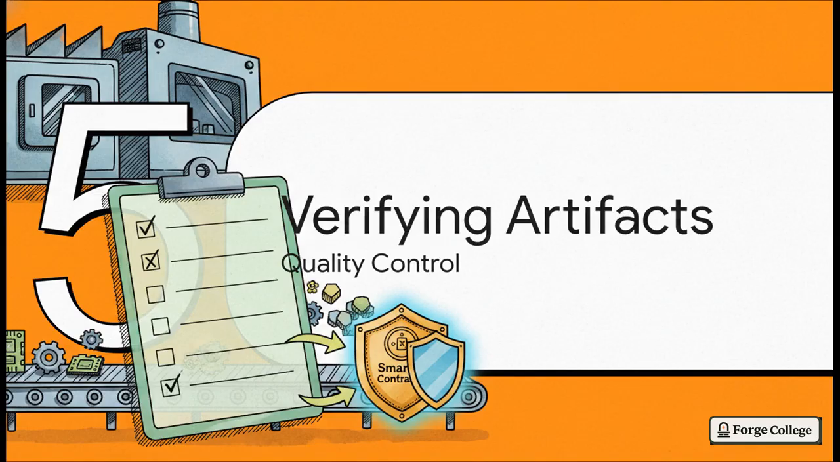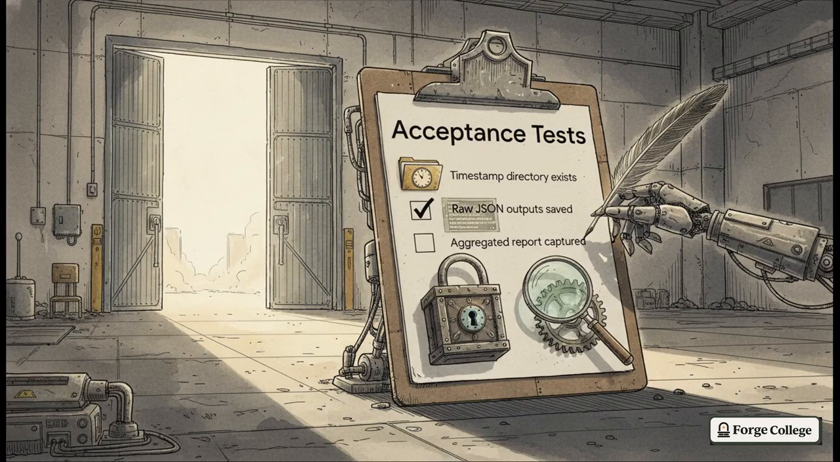Next up, Section 5, verifying your artifacts. It is quality control time. Before we go trusting this brand new automated factory we just built, we absolutely must run it through a strict quality control checklist. These 4 items are your baseline acceptance tests. 1. Does the timestamped output directory actually exist? 2. Are the raw JSON outputs cleanly saved inside of it? 3. Is that master aggregated JSON report present? And 4. Are the tool versions captured? This checklist ensures your script actually produced valid, usable JSON data rather than just quietly spitting out empty error files. If all 4 of these pass, your factory is officially open for business.